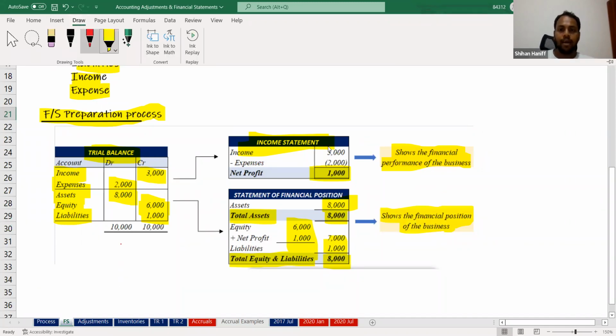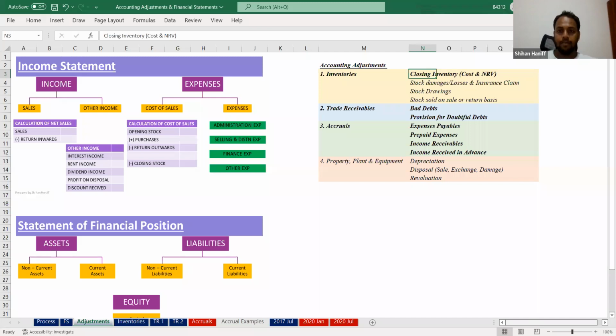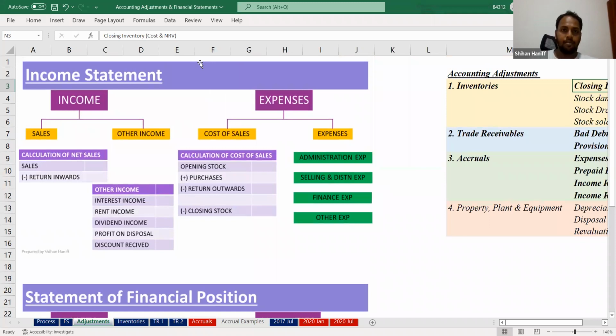Okay. So again, I'm repeating, the income statement shows the performance, and the statement of financial position shows the position of the business. Okay, so when we are preparing the financial statements, there are important adjustments that we need to know. So next I will explain the accounting adjustments. Okay, so here is the draft to get a rough idea about the income statement and SOFP.